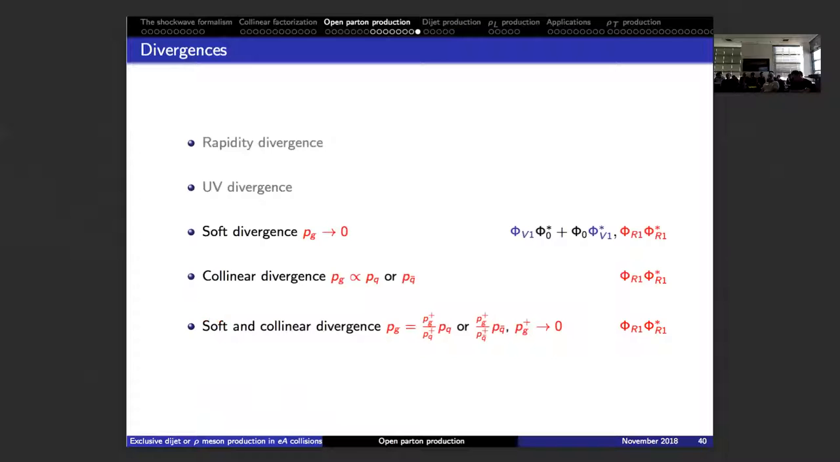Yes, but the infrared usually cancel out of the... So if you're normalizing off shell, you won't have infrared. And when you put your process together and it's a physical process, then the infrared will cancel between different graphs. Not within one graph, but between different graphs, exactly. Right. And that's a standard way.